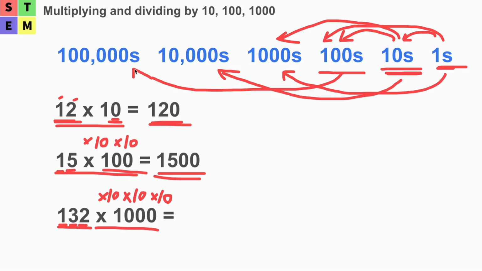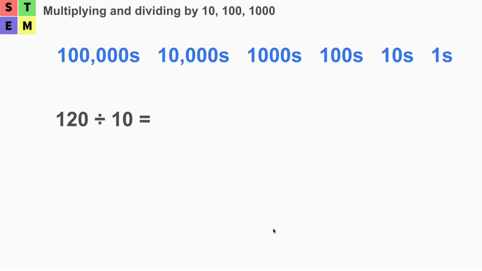So as a result we have 132,000, with 3 zeros. That's about multiplication.